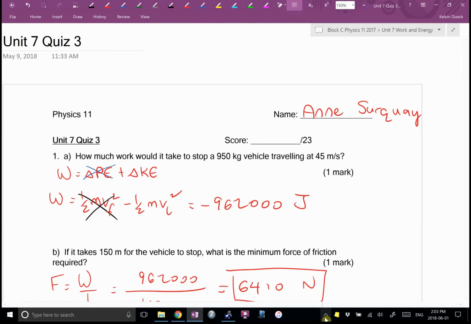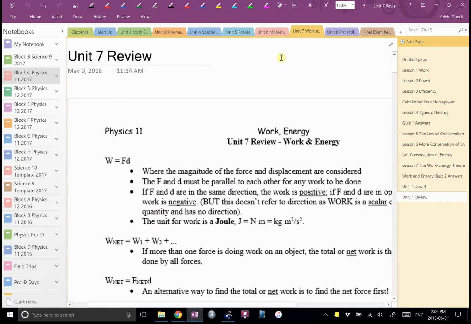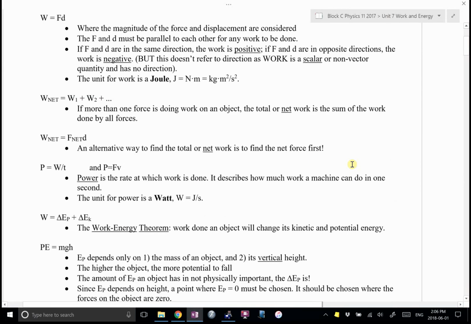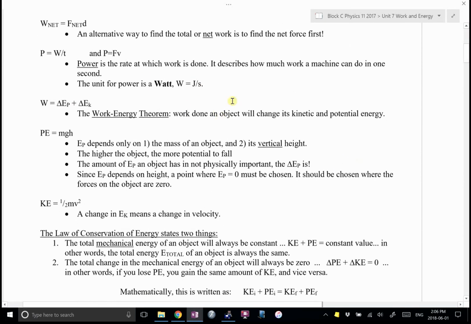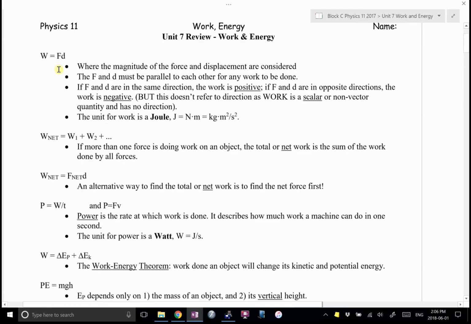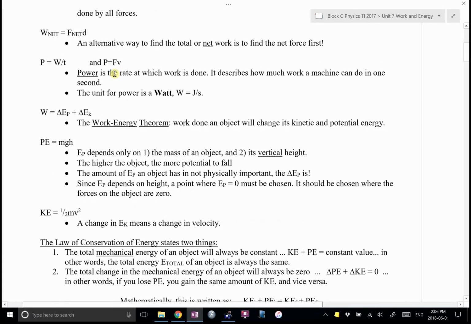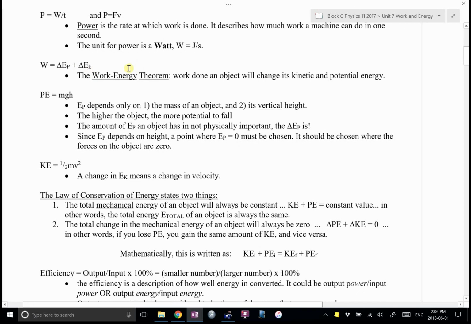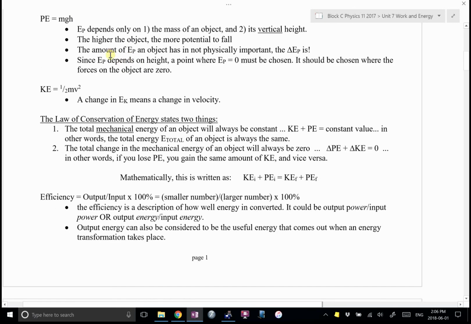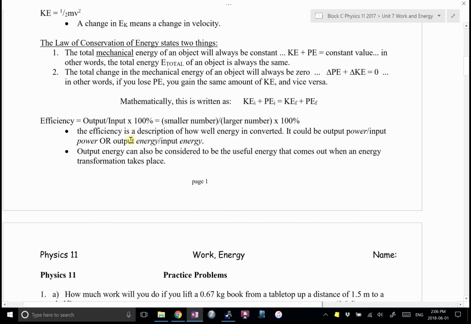Can you give yourself a score out of 23, please? Big review that I just gave you. Unit 7 review. So I stole this from another teacher, but here's kind of a review of part of what we've been doing. So you'll see there's work, force times distance. The net work is what you get when you combine works, but if the work is in the opposite direction, you're combining a negative, you're losing energy. Power is work over time. The work energy theorem. Potential energy is mgh, kinetic energy half mv squared. Efficiency, law of conservation of energy.